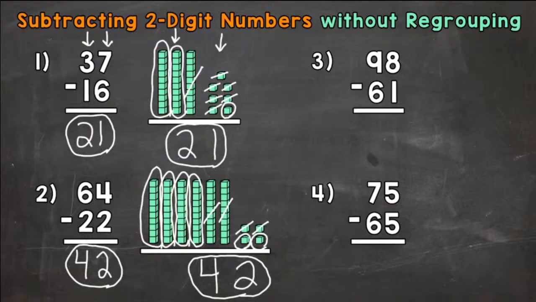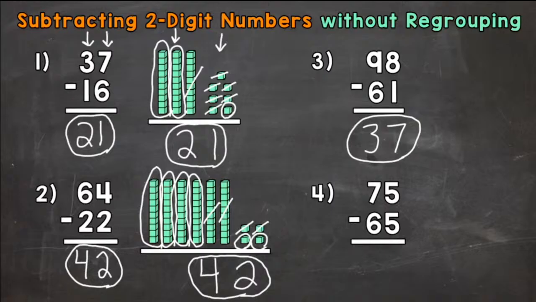Let's start with the ones. 8 ones minus 1 one. That gives us a total of 7 ones in our answer. And as far as the tens, 9 tens minus 6 tens gives us 3 tens. Final answer, 37.